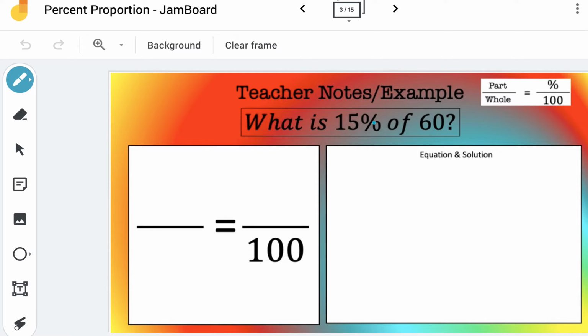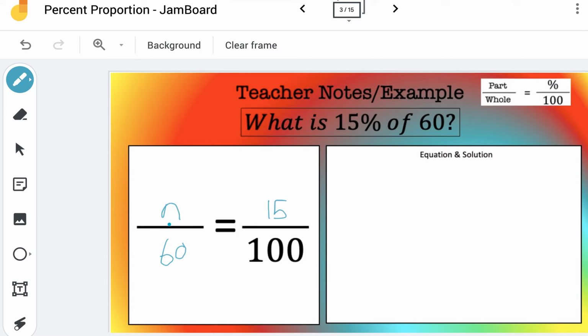Okay, so we know that the percent is 15. So I'm going to put a 15 right above the 100. And then the question is, what is 15% of 60? So the 60 is the whole, right? So I'm going to put the 60 down here. And I'm going to put the variable n up here. So this n represents the part that we're trying to figure out.